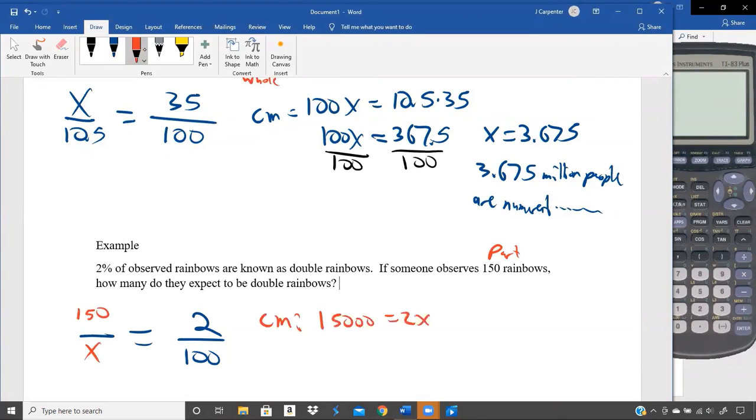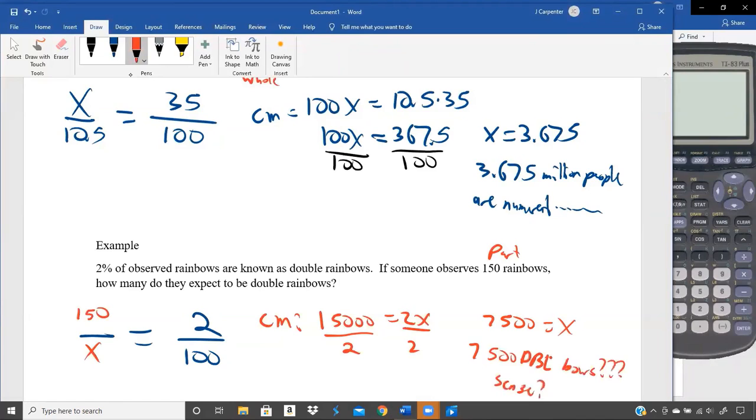And then the 2 times the x. And then when you divide both sides by the number with the variable, which is the 2, you're going to get, that was 15,000, so 7,500. So what is x? X was the number of double rainbows, so it's 7,500 double rainbows. Does that make sense? No.